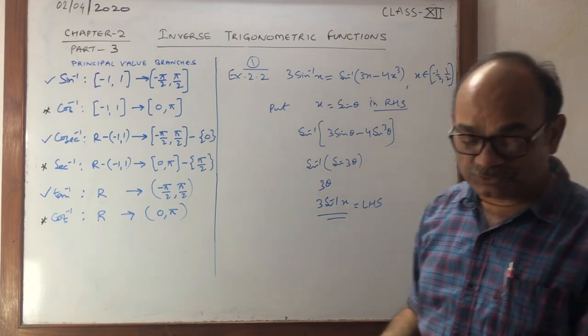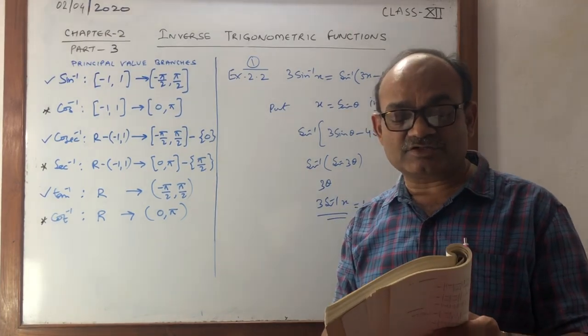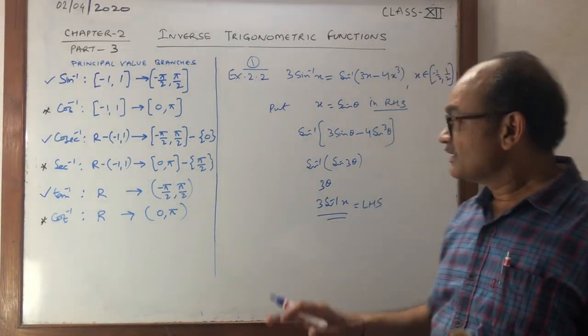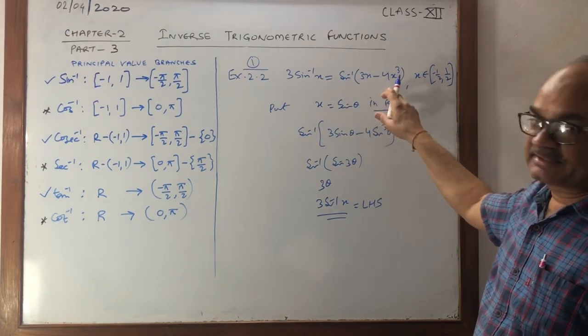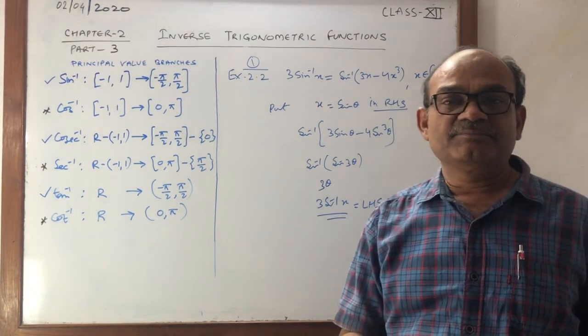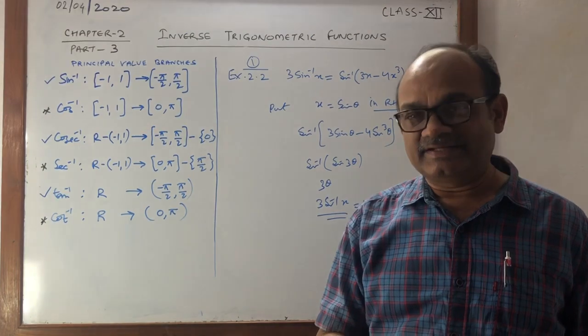Similar question number 2, but in terms of cos: 3 cos inverse x equals cos inverse of (4x cube minus 3x). Again the same formula from class 11th, cos 3 theta.